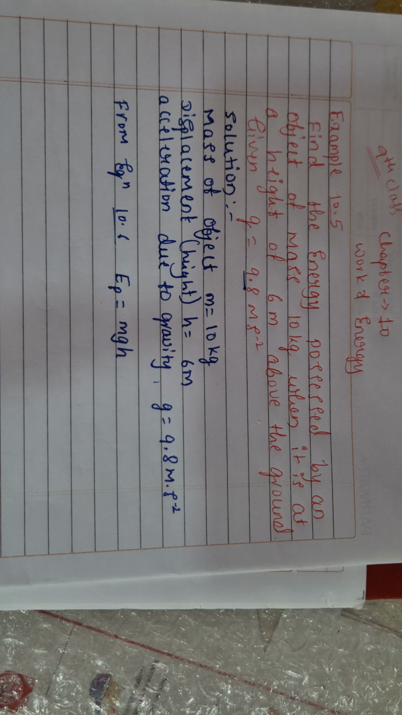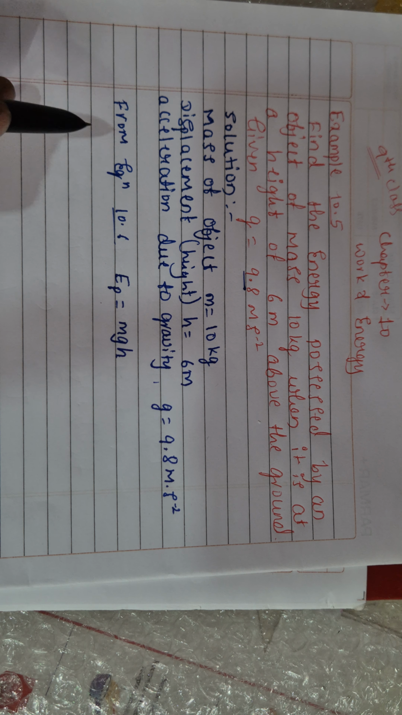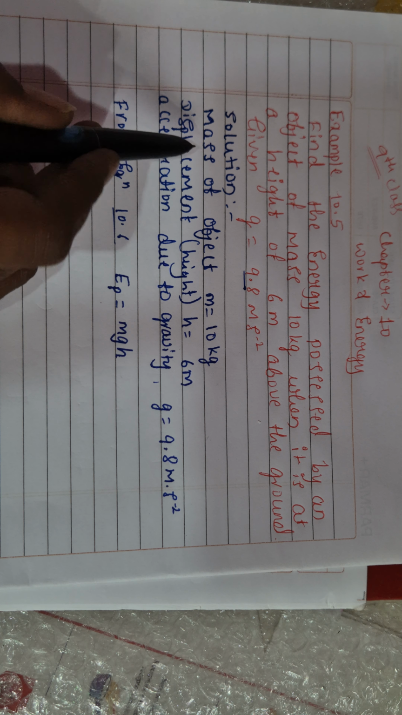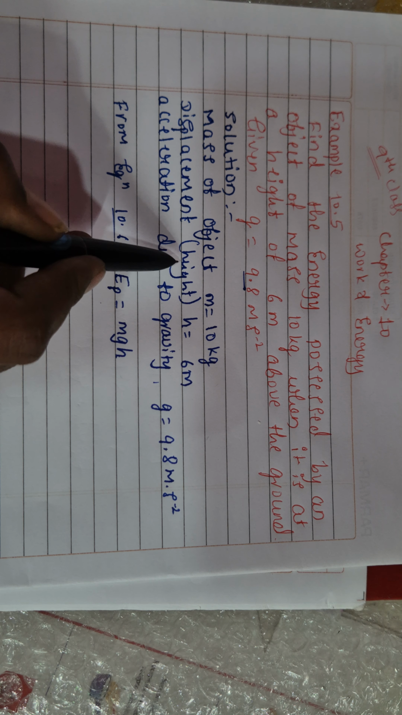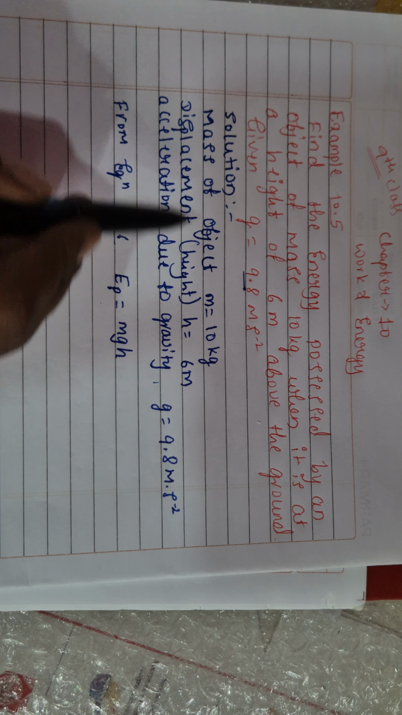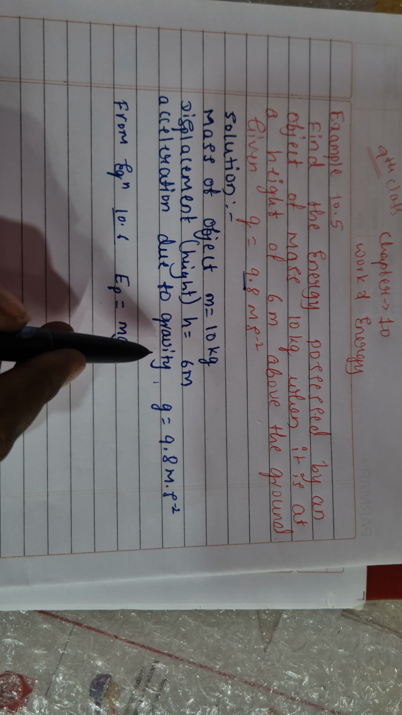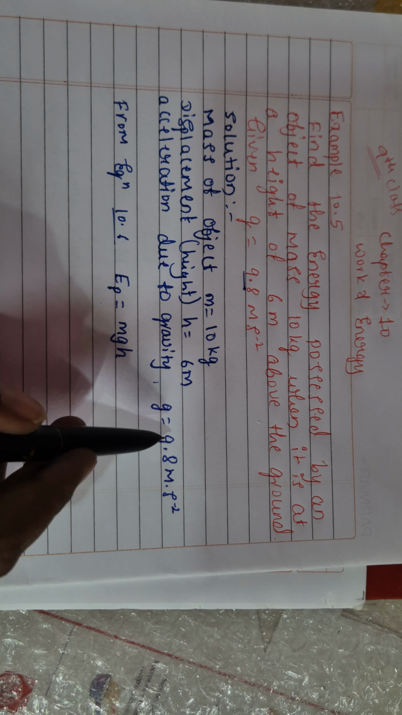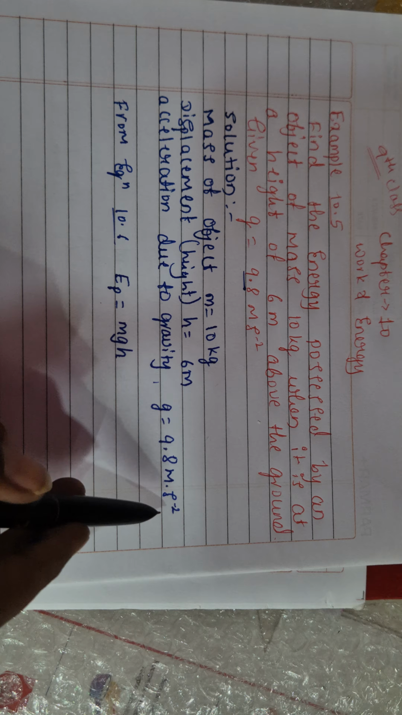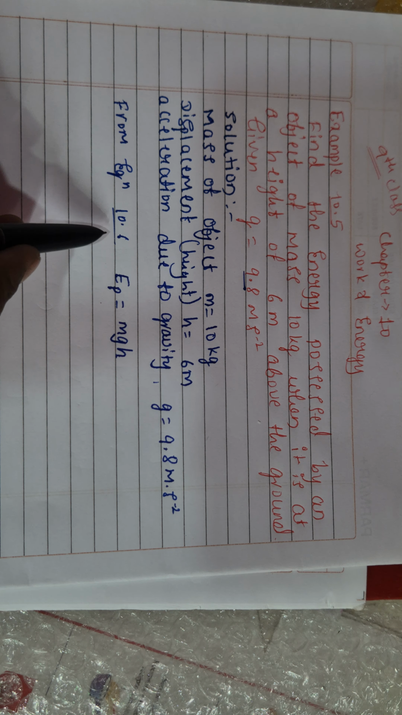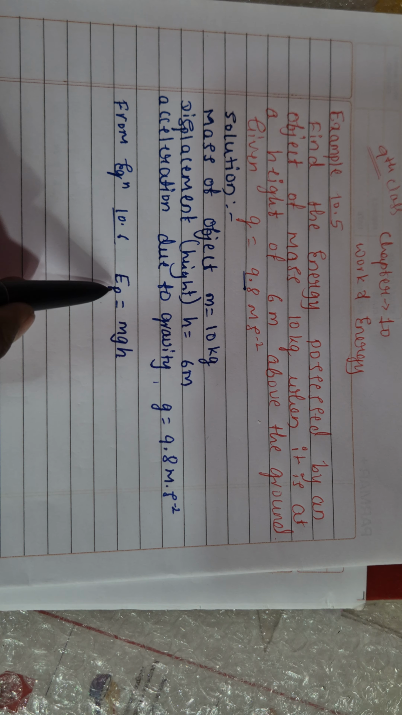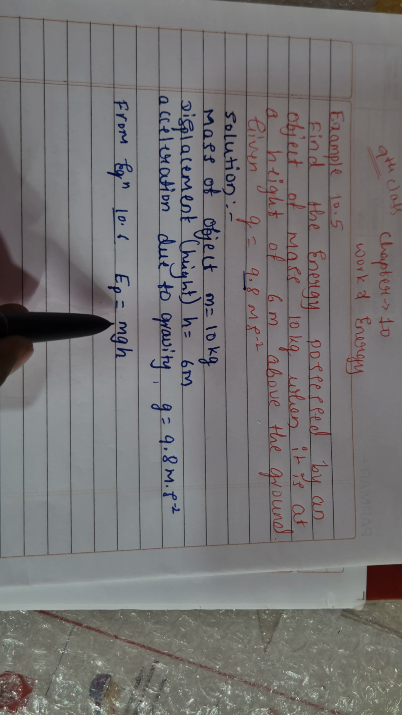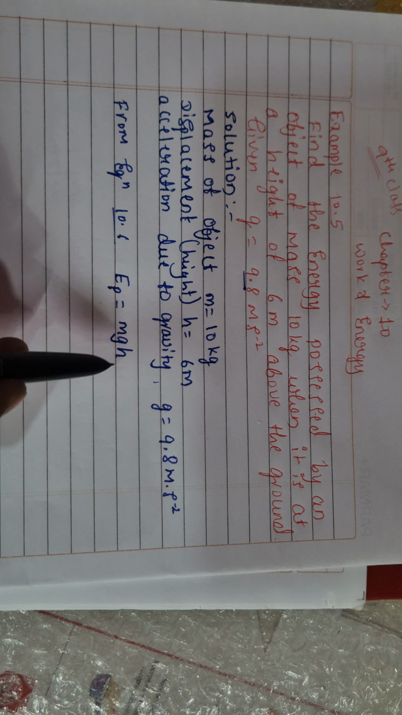We know the formula of potential energy. Now we write the solution. Mass of the object, m, is 10 kg. Displacement is height, so h is equal to 6 meters, and acceleration due to gravity, g, is equal to 9.8 meters per second squared. From equation 10.6, Ep is equal to mgh. Ep is potential energy. Potential energy is equal to mass into gravity into height.